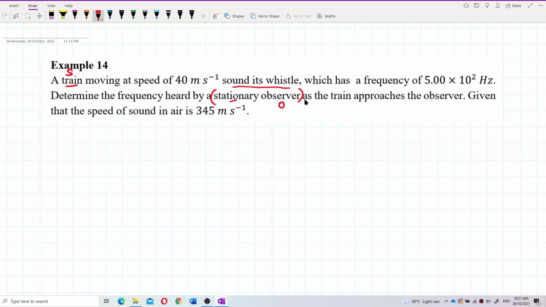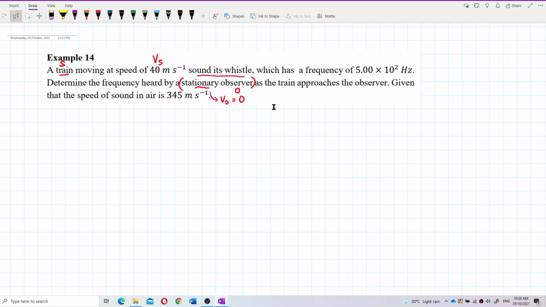And then he says the observer is stationary, so we can say the VO is 0. The observer is stationary. So who is moving? The train is moving. The source is moving at a speed of 40. So this is the speed of source.